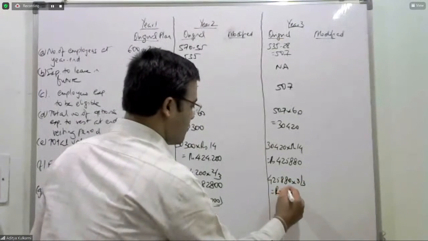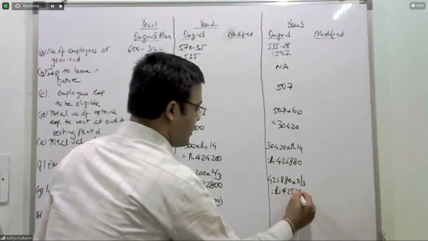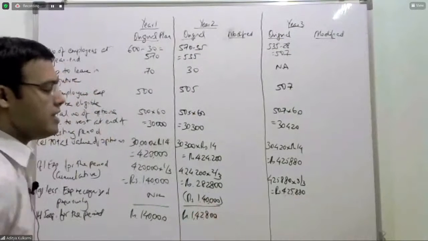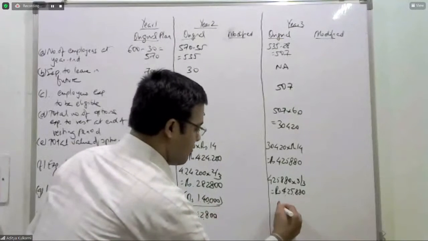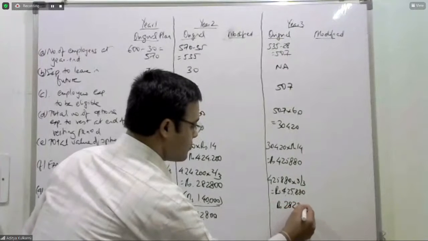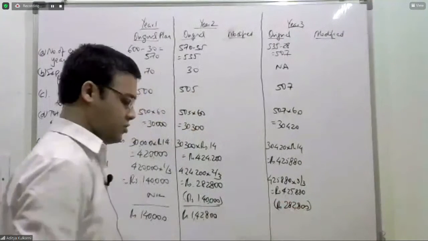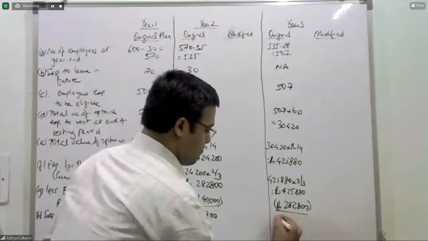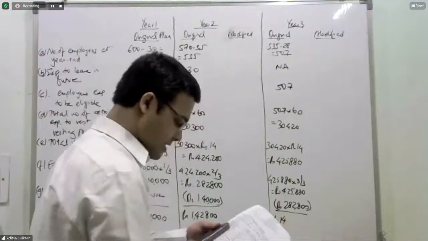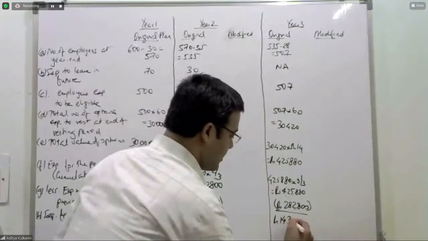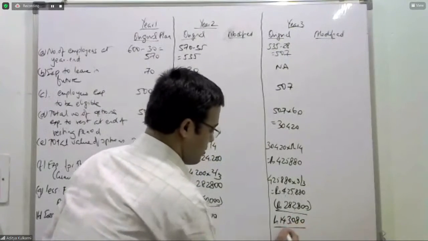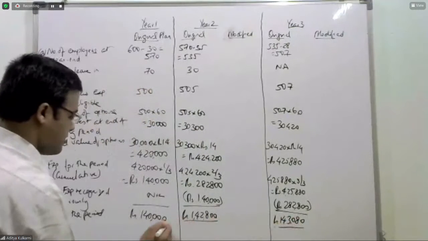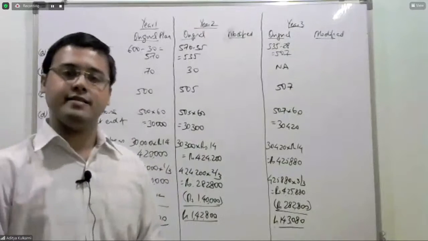That is equal to rupees 4,25,880. How much have you recognized previously? 2,82,800. You have recognized 2,82,800 over the previous 2 years. So minus 2,82,800. Your expense as far as the original plan is concerned is 1,43,080. This is your expense as far as the original plan is concerned.